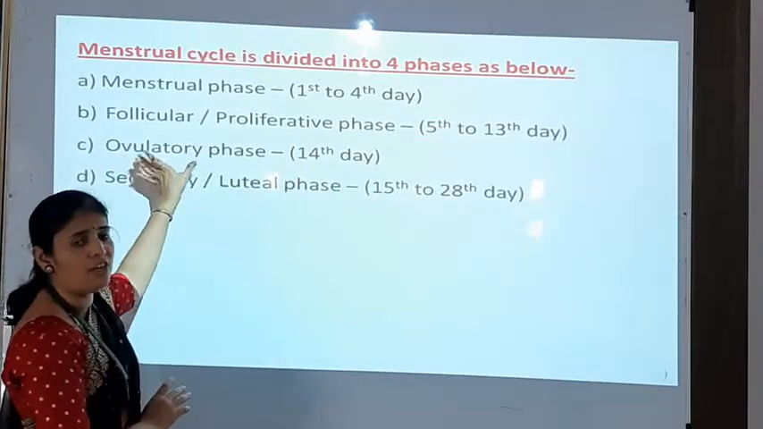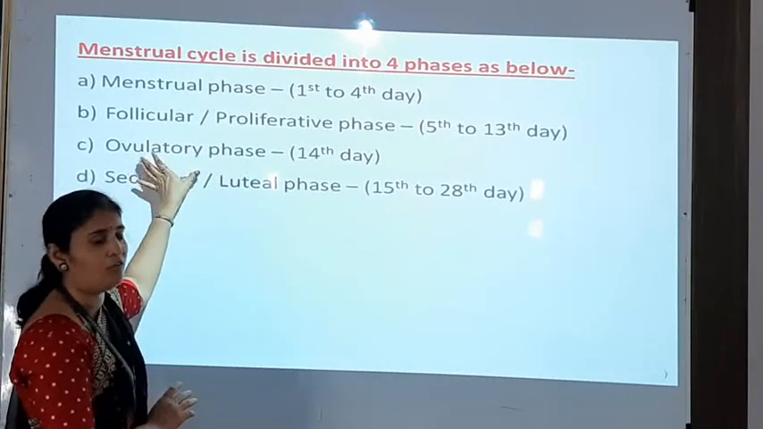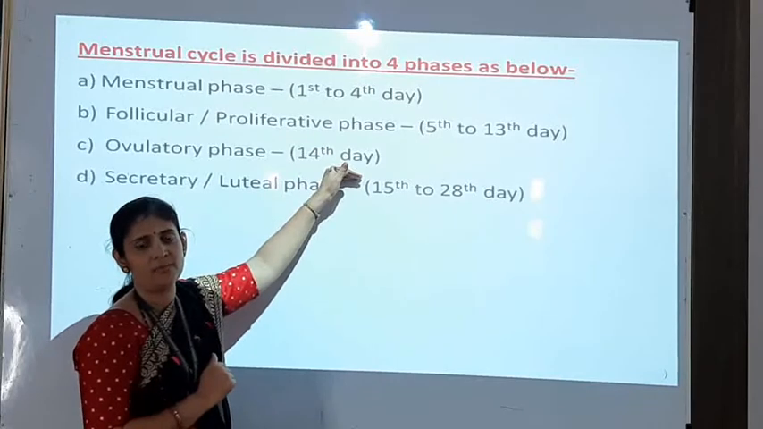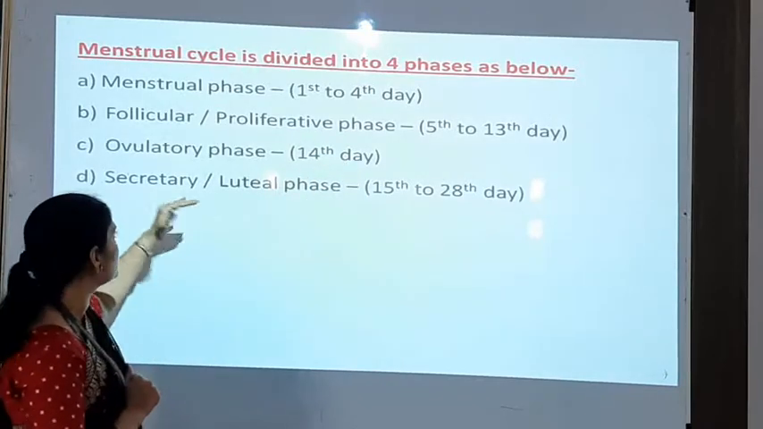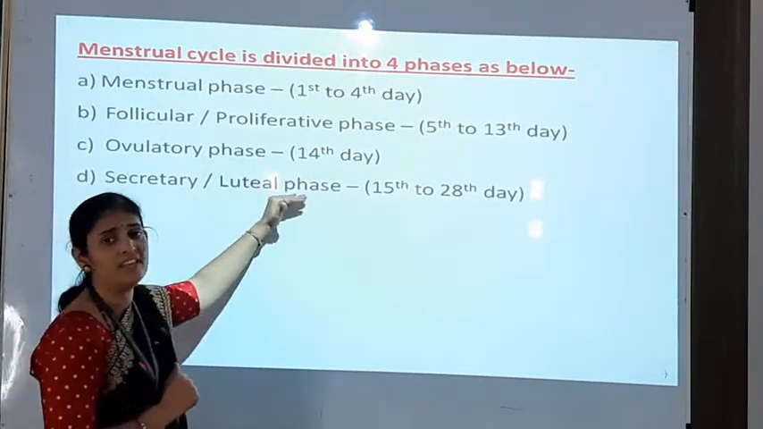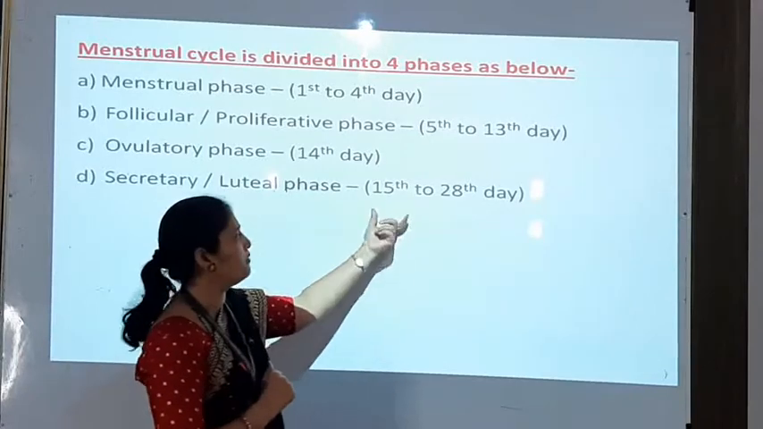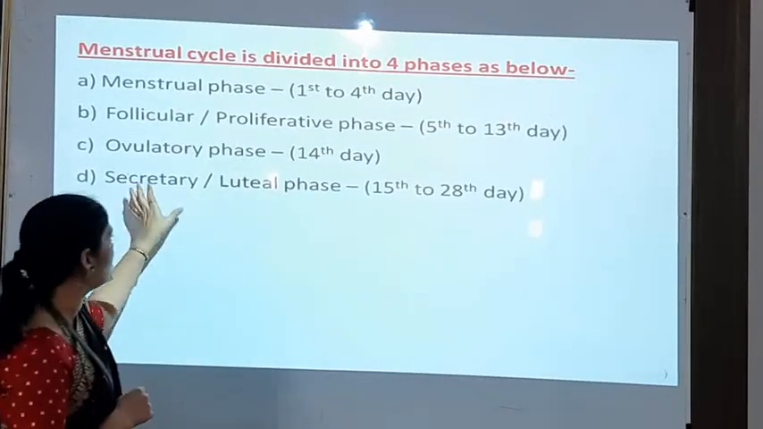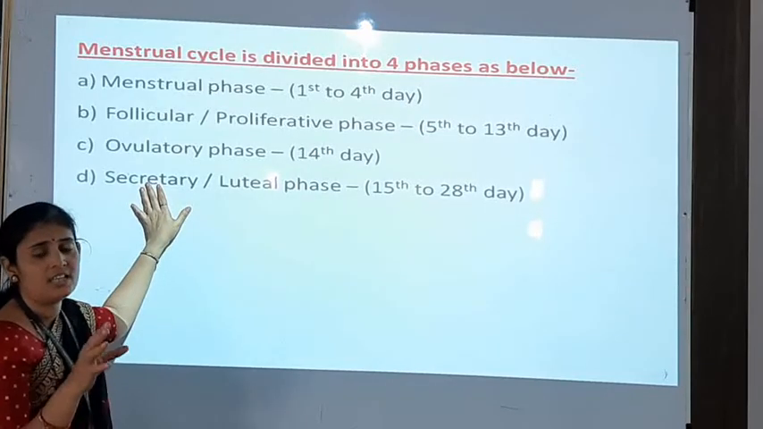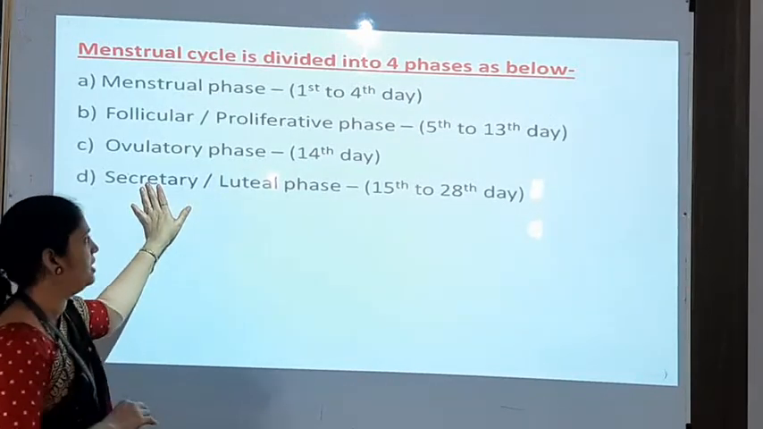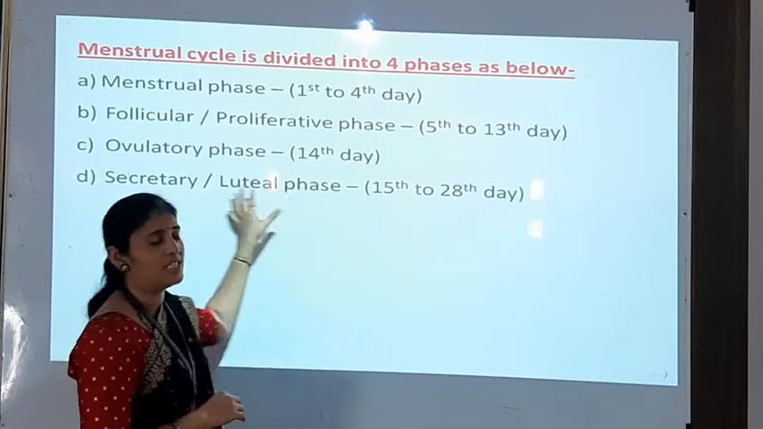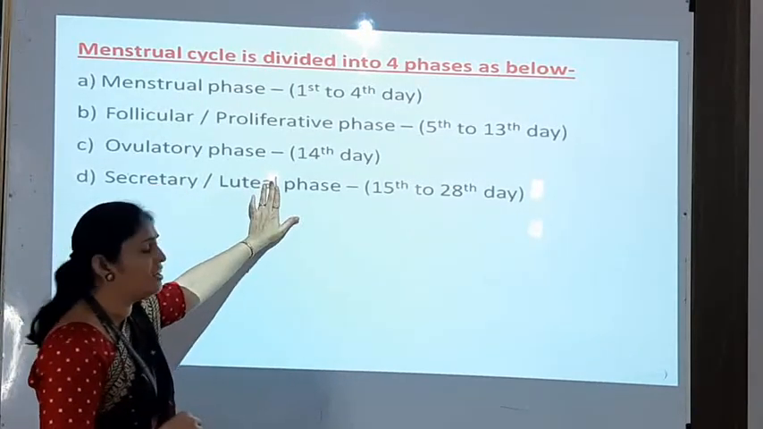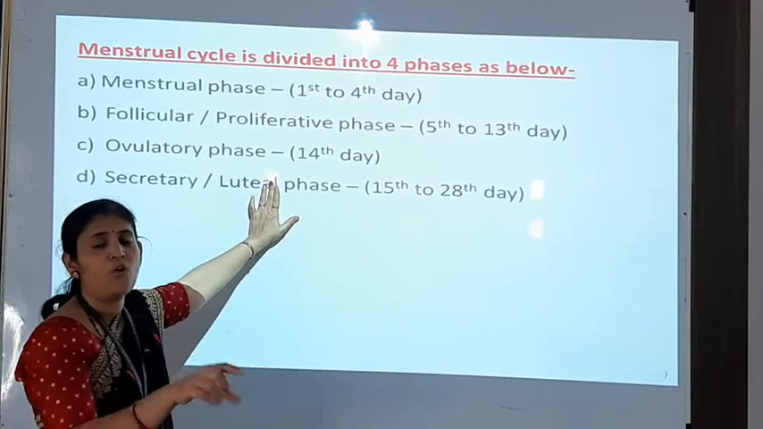Then third is the ovulatory phase. It is present in the ovary, and lasts only one day, that is the 14th day of the cycle. And the last phase here is the secretory or the luteal phase, which occurs between the 15th to 28th day. Out of this, the secretory phase acts in the uterus, and the luteal phase acts in the ovary.